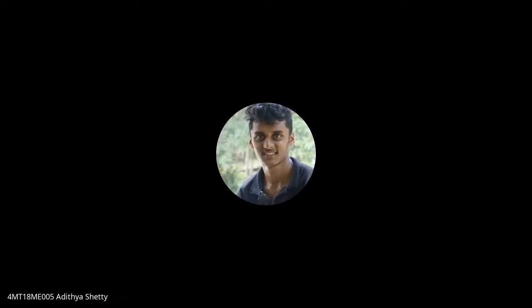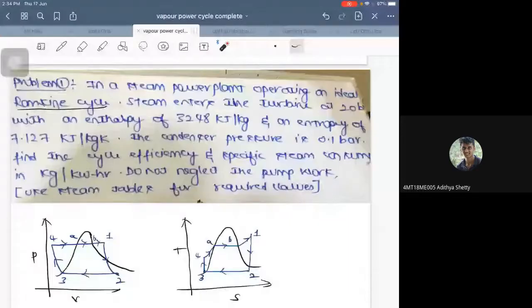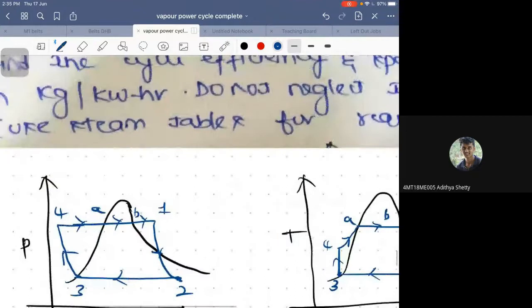Adiabatic, the expansion process in the turbine. Which one? 1 to 2, 2 to 3, 3 to 4, or 4 to 1? Expansion in the turbine is 1 to 2. So 1 to 2 indicates the expansion in the turbine. He says the steam enters the turbine at 20 bar. So what can I take it as? P1. Very good. So the P1 value is 20 bar.